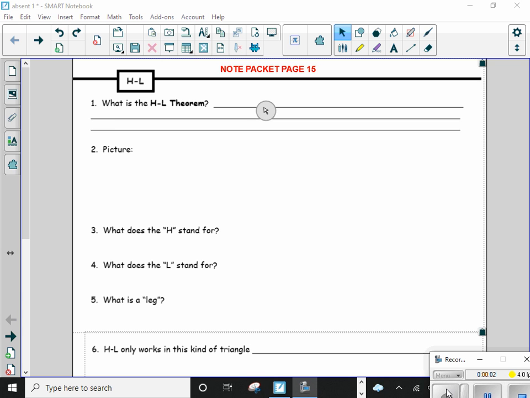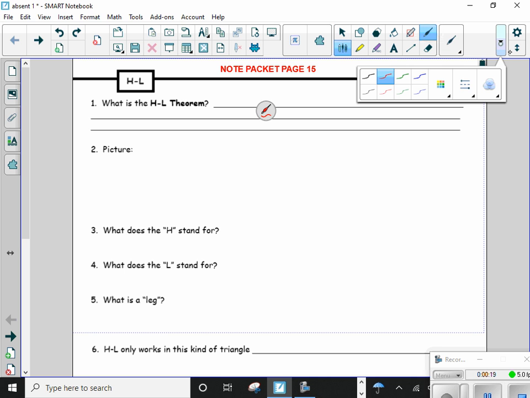Okay, before you start in on this assignment, you should have Ed Puzzle 6-7 done, the one on HL. If you haven't done it, you can do this. Just page 15 in the note packet. The first thing you have on page 15 in the note packet is what's the HL theorem.